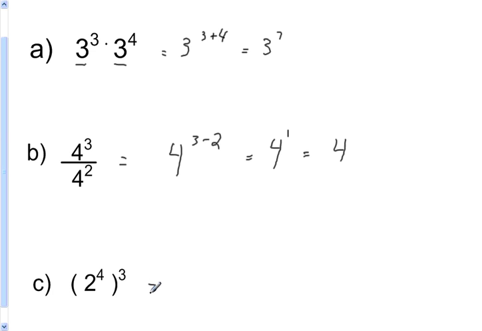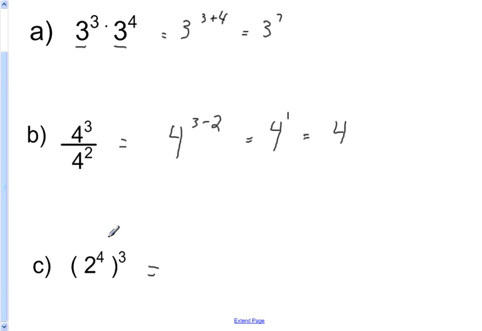Now let's look at the power law. If we have an exponent on the inside and an exponent on the outside, according to the power law, we multiply these exponents together. So 2 to the 4 times 3. Now we're not multiplying the base, we're just multiplying the exponents, so that becomes 2^12. So that's a quick review of the exponent laws.